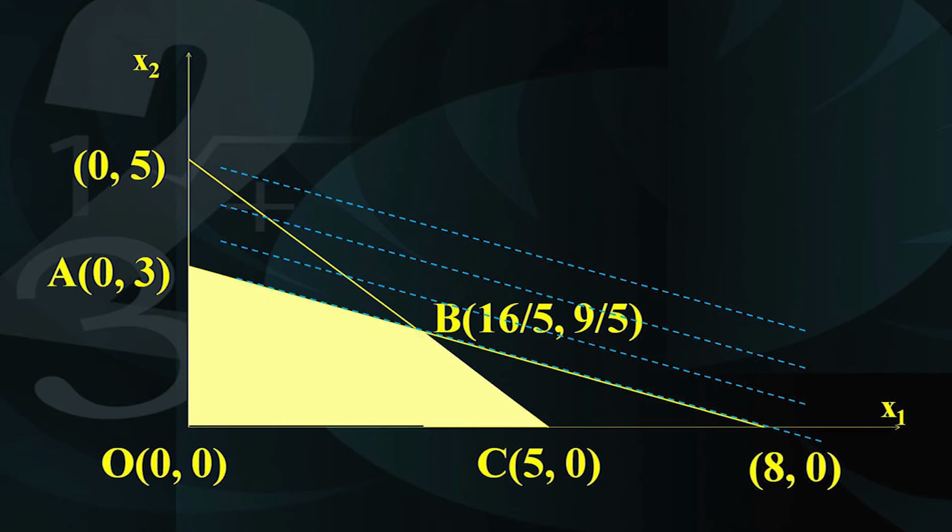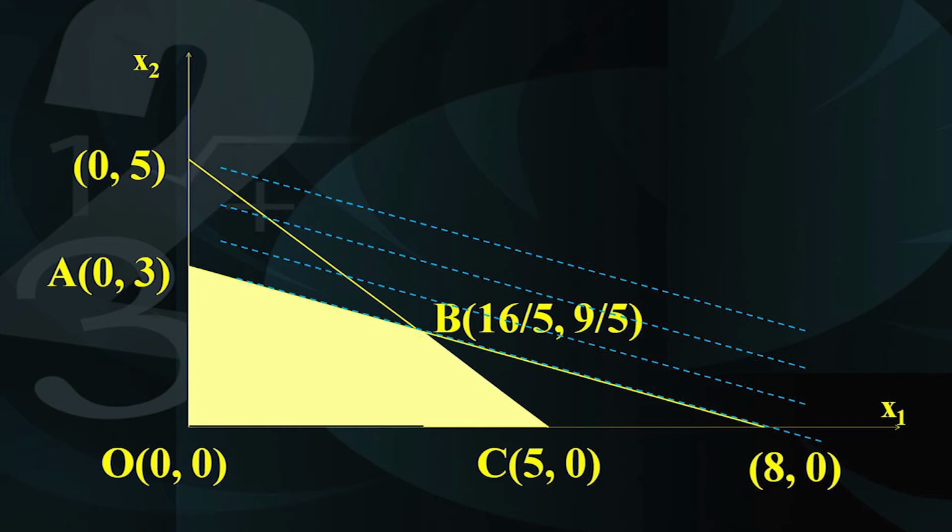The second constraint is given by this line segment. It passes through the 2 points (0, 3) and (8, 0). The point of intersection of these two lines is B (16/5, 9/5), and the feasible domain is the intersection of both these constraints, that is the region which is common to both. So, the feasible region is given by A (0, 3), B (16/5, 9/5), C (5, 0) and O (0, 0), and the feasible region is the same as before.